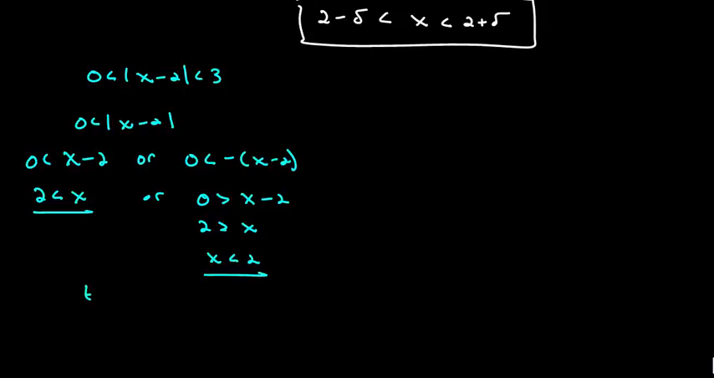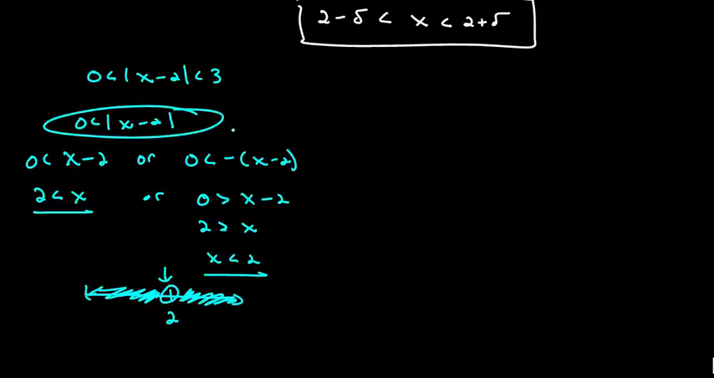So what does that look like? That looks like a number line. Here's 2, where x can be less than 2. X can be greater than 2. It just can't be equal to 2. So this says that x is not 2. Now the other side of the coin is that the absolute value of x minus 2 has to be less than 3.